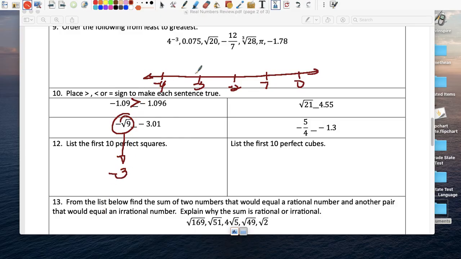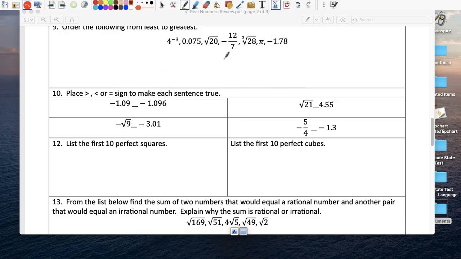So let me write that. Negative square root of 9 is right here. And then negative 3.01 is right next to it. So who is further to the left? Negative 3.01 is further to the left, which is the smaller number. So negative square root of 9 is greater than negative 3.01. Not by much, but it's still greater. The number on the right is always the greater on the number line.